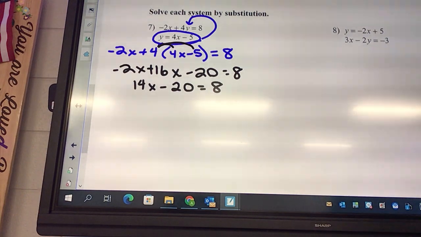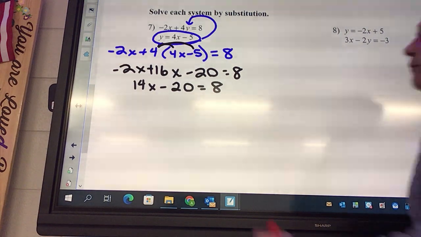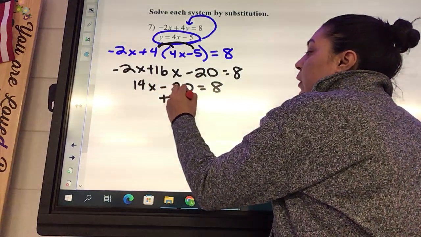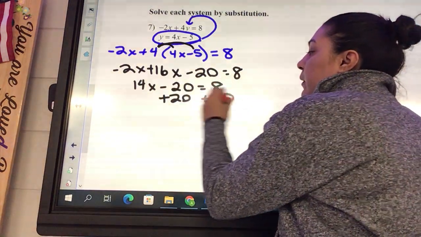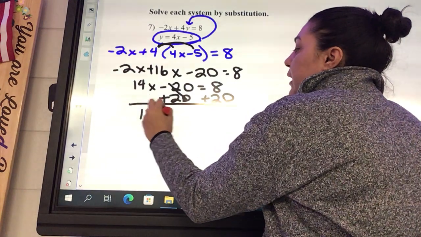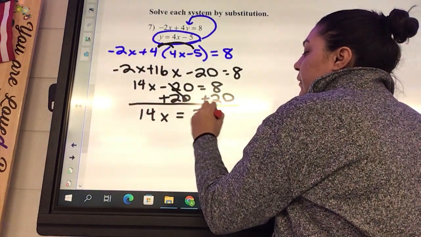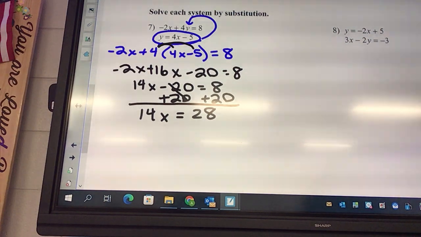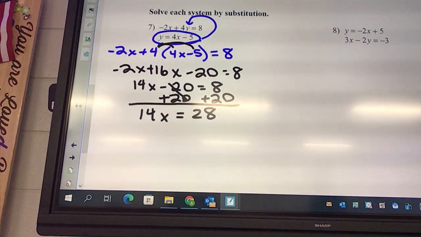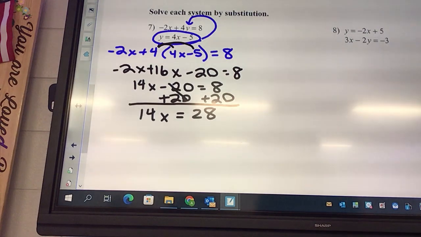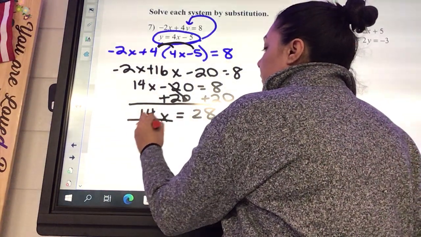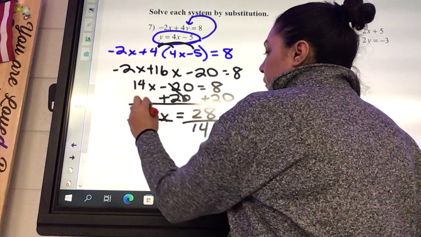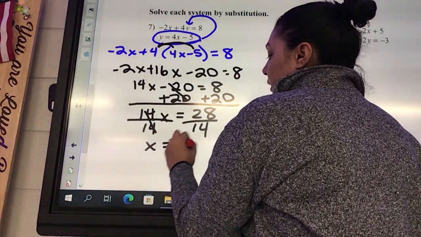Okay, and then what? We're going to add 20. I got 14x equals 28. Okay, and then I'm going to divide by 14. So we got x equals 2.